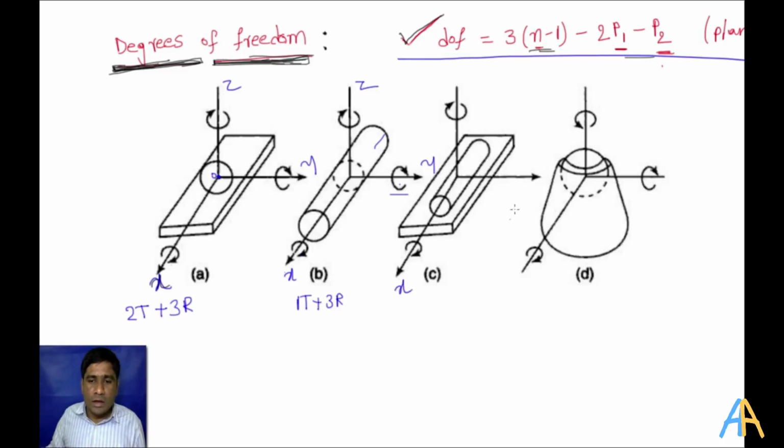And again here in the third case we have a cylinder placed on a plane. So again the cylinder can move along the x-axis and also along the y-axis. It can go like this or like this, but it cannot go along the z-axis. In the negative z-axis direction it cannot go. So only 2 translations are possible, and rotations.